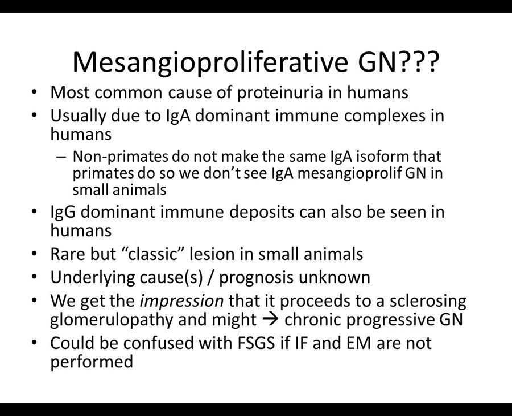And so if you didn't have immunofluorescence and you didn't have EM, and all you're looking at is light microscopy, you could confuse this with a sclerosing focal segmental glomerulosclerosis, which is one of the cases we looked at last month. So that highlights the need for EM and immunofluorescence to verify that there are actually deposits in there that are mediating this process.